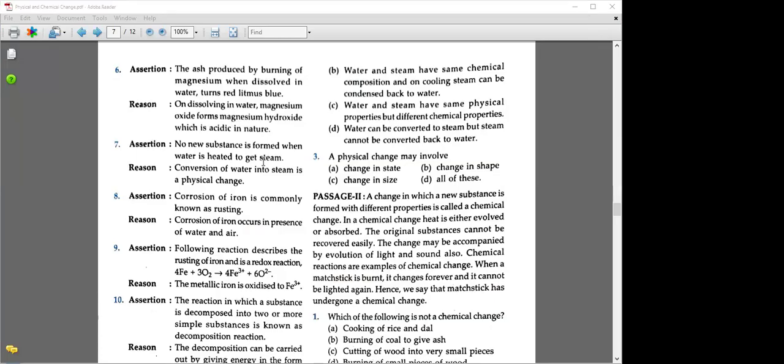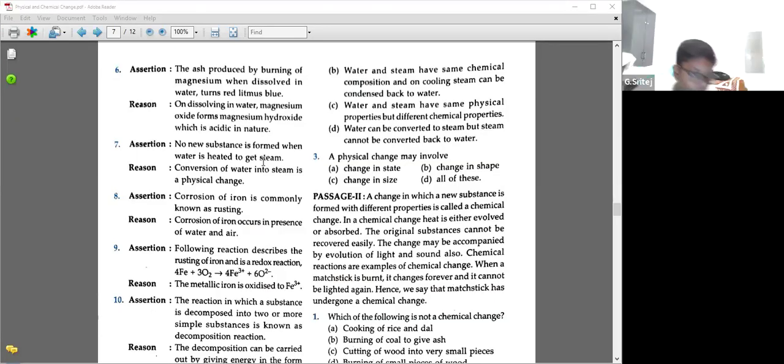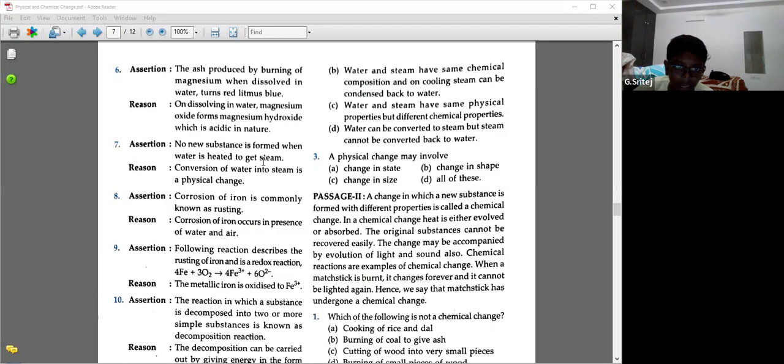Pritesh, what do you think about six? Ma'am, I think assertion is correct and reason is false because magnesium hydroxide is basic in nature.